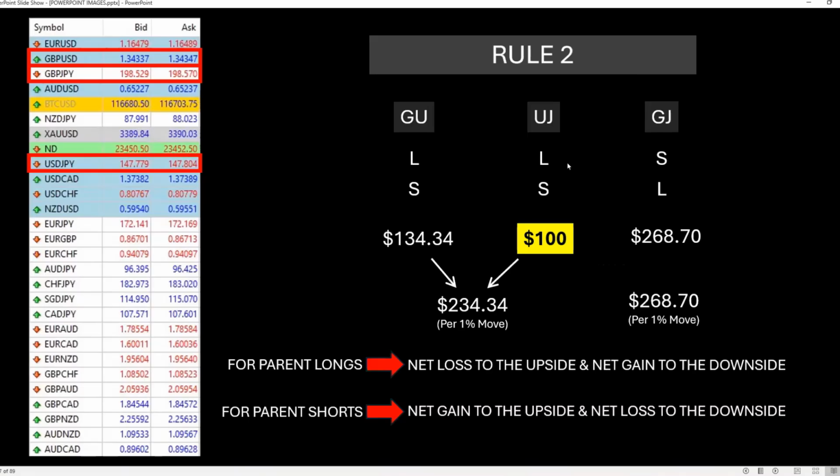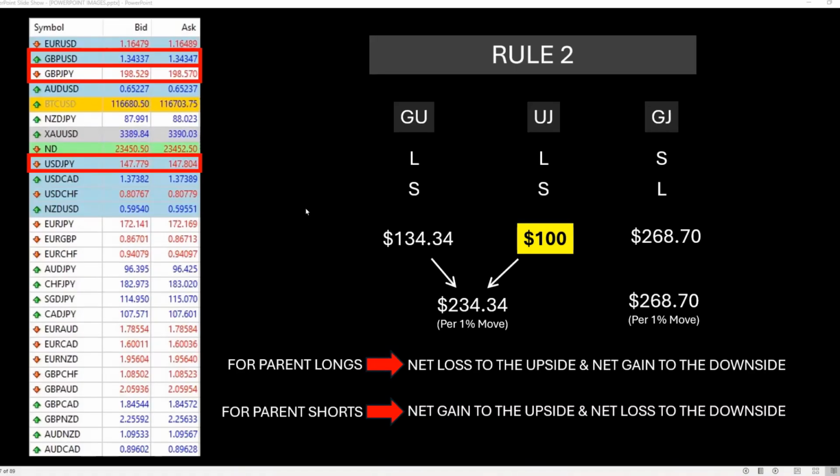So remember the dollar values, 134, 100. If you add these two, they do not tally up. I've already talked about it in the previous slide. For every 1% move, they do not tally up. For the parent pairs, every 1% move, either to the upside or downside, is worth $234.34 US dollars. For the cross pair, every 1% move to the upside or downside is worth $268.7 US dollars. So they do not tally up. What does this actually mean?